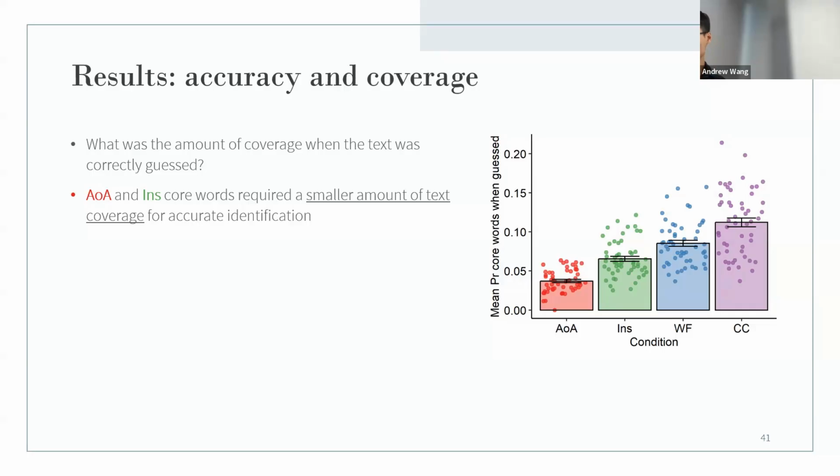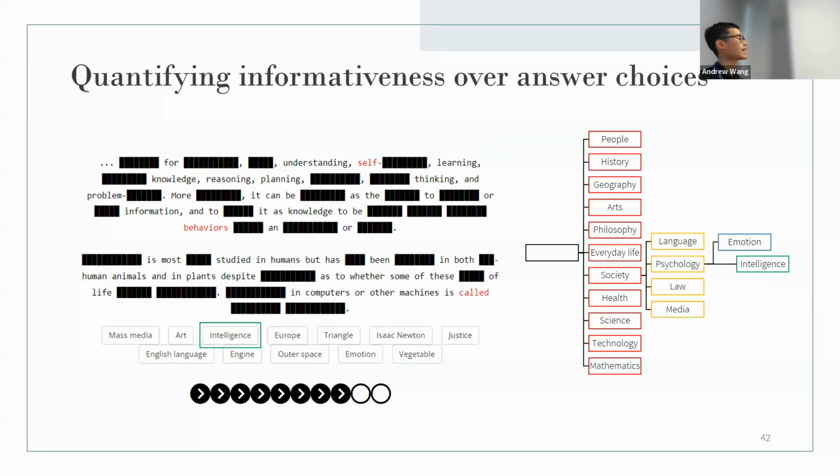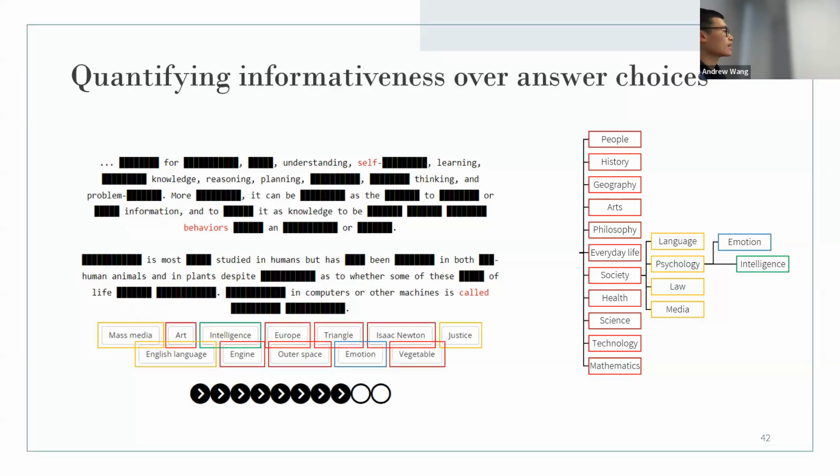Now, so far, we've only looked at accuracy, but the animation's not working there. If you remember, we motivated all of this from an information theory approach. So remember that our setup included this deliberate design of answer choices that were taken from the same subcategory, the same category, and different categories to the correct article.